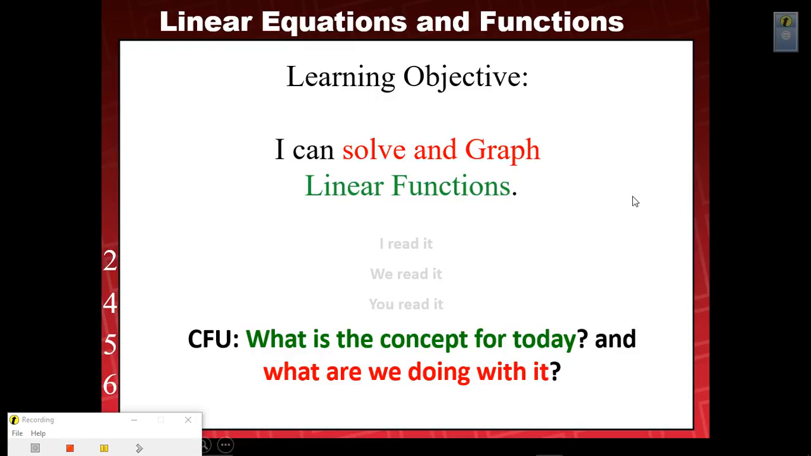So before I move forward, I want you to copy the objective at the bottom left of that graph paper, under the graph, just so that you know what our objective for today is. At the bottom left, which is under that graph or the coordinate plane.